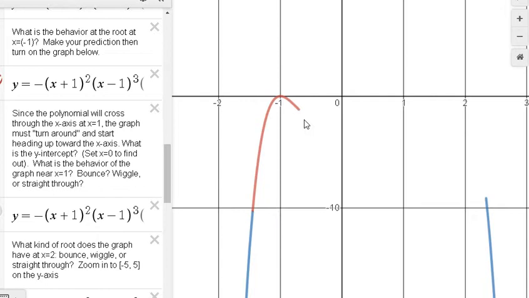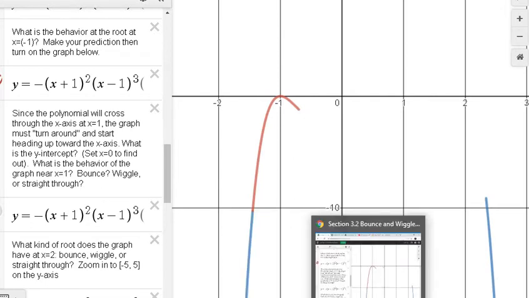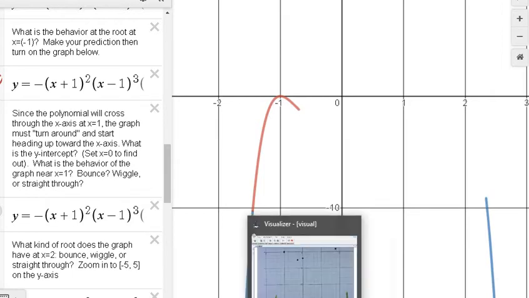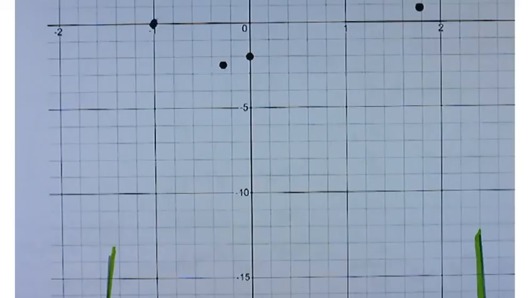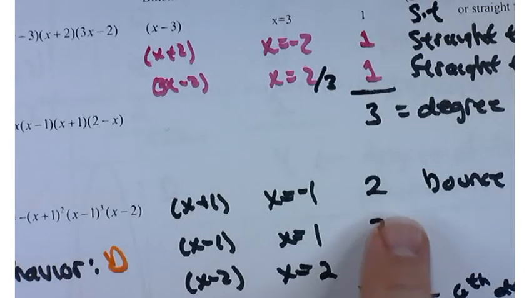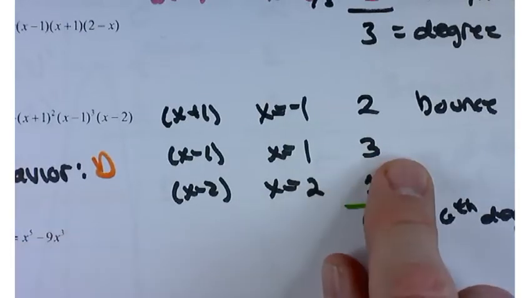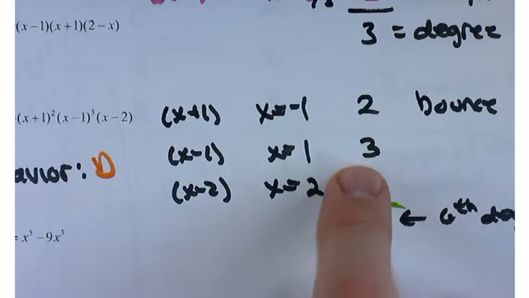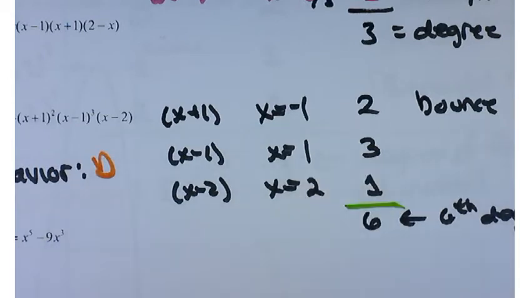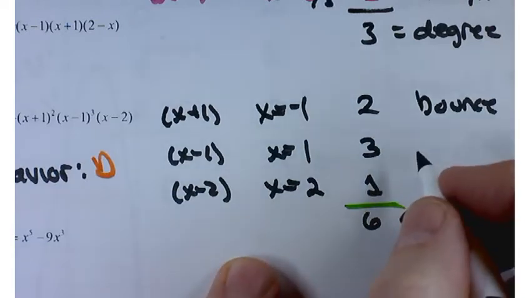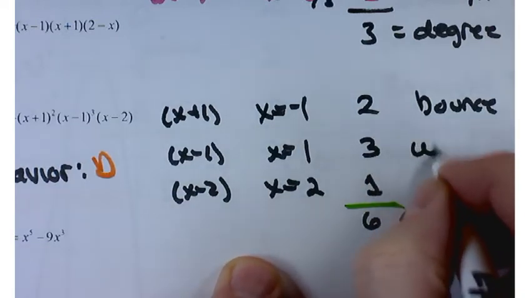Nice. Let's go over and look at the next part of this. So the next part of this was over here, right? And again, we need to figure out a behavior. This time we had a multiplicity of 3. So Sam, what happens with something with a multiplicity of 3? Good. Does the wiggle?